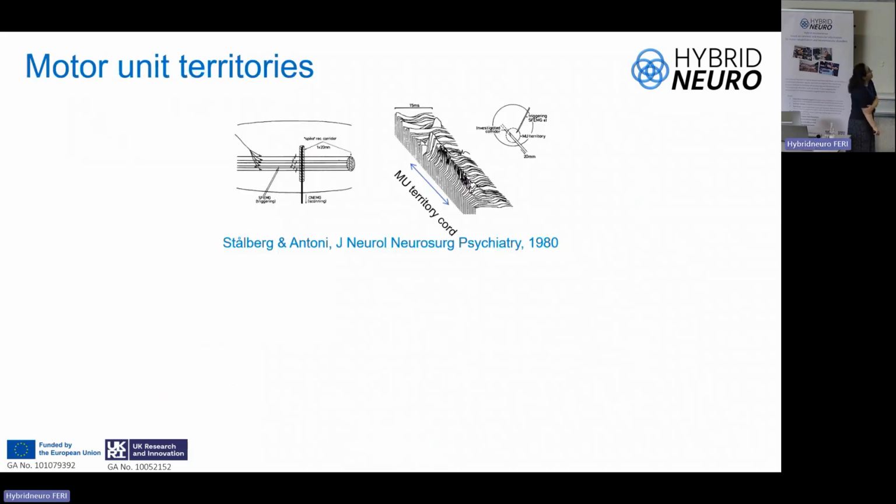And another application where I think our electrode could be useful is in the detection of the territories of motor units. This is done conventionally with a technique proposed by Stålberg and Antoni in the 80s. And how do they do that? For each motor unit, they insert an invasive electrode that is so selective that it can detect the activity from one motor unit only. And then they insert in the muscle and slide into the muscle another electrode that is a bit less selective.